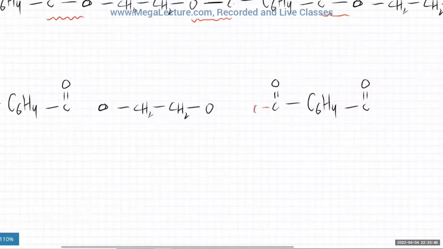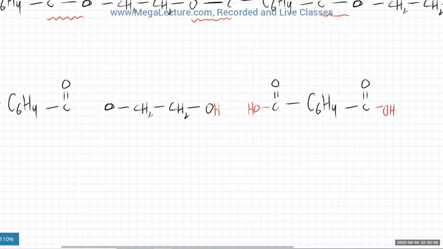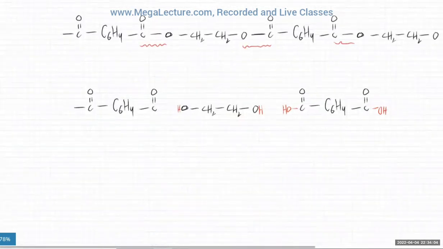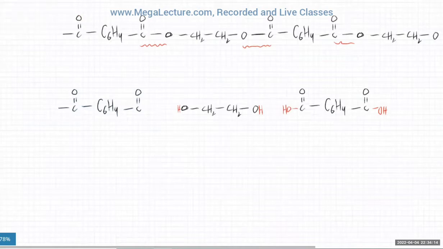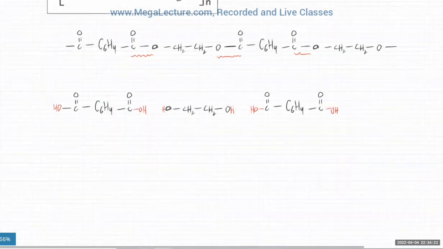that would be a carboxylic acid. It would be double bond O and OH, and this would be an alcohol. This double bond O will be OH, and this one over here would be an alcohol. And same goes for this one. This one has double bond O's at the ends. So that would be your carboxylic acid. So that's going to be your carboxylic acid.